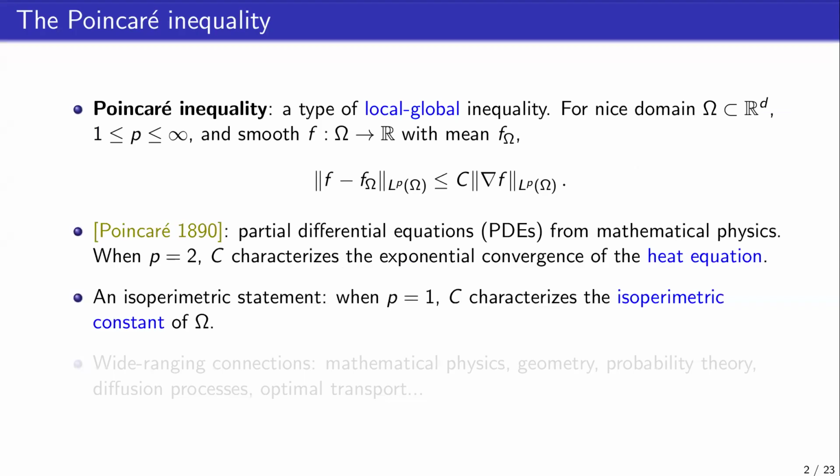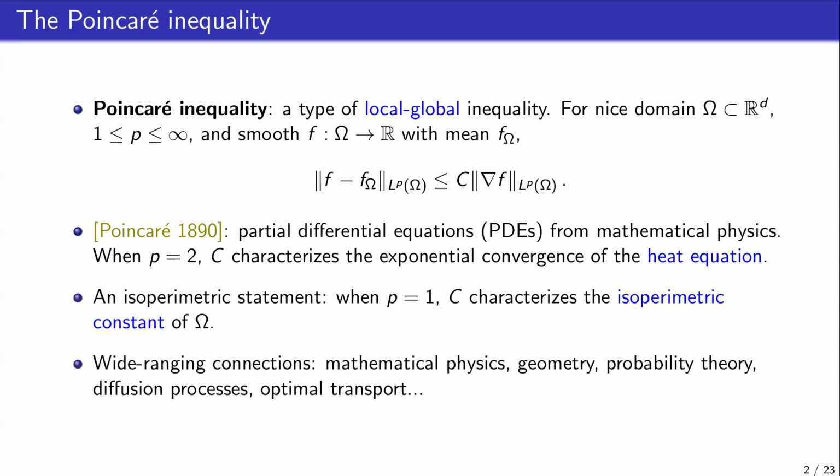There are also other connections. This inequality with p equals 1 characterizes something called the isoperimetric constant. And in the discrete world, this connects to expander graphs and Cheeger inequalities and spectral graph theory and things like that. And there are many more connections in mathematical physics, as I mentioned, in geometry and probability theory, concentration inequalities, diffusion processes, many things. So that was the first part of the title.